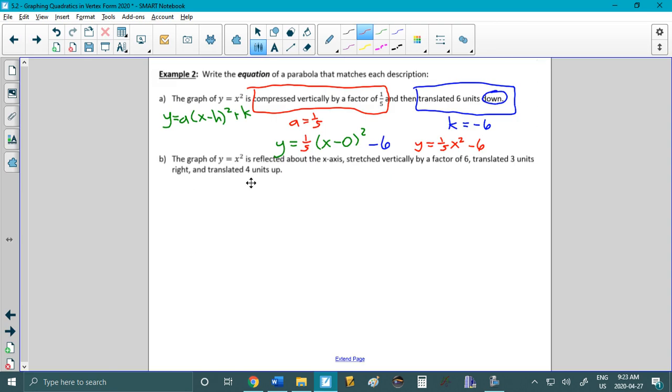Okay. The graph of y equals x squared is reflected about the x-axis. So if it's reflected about the x-axis, we can say a is negative.